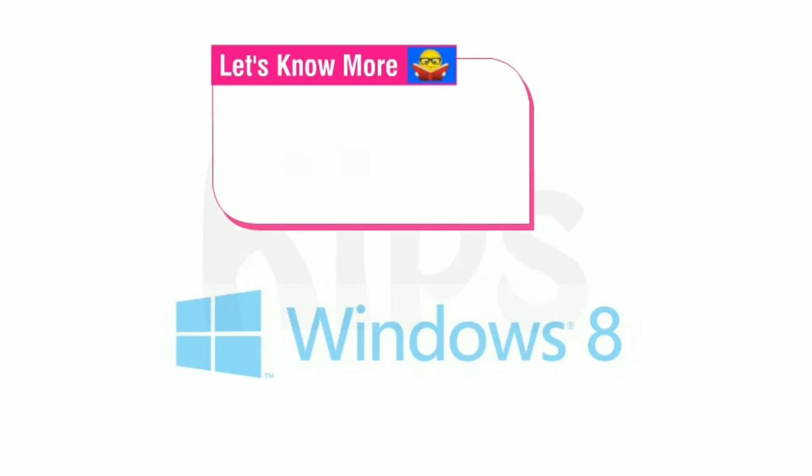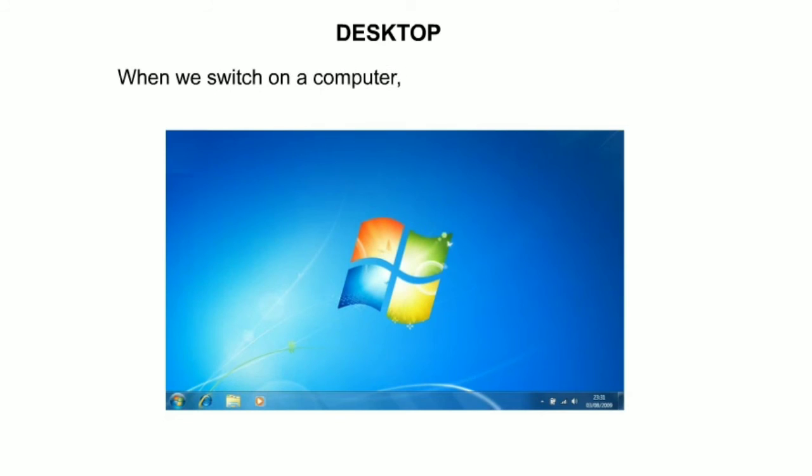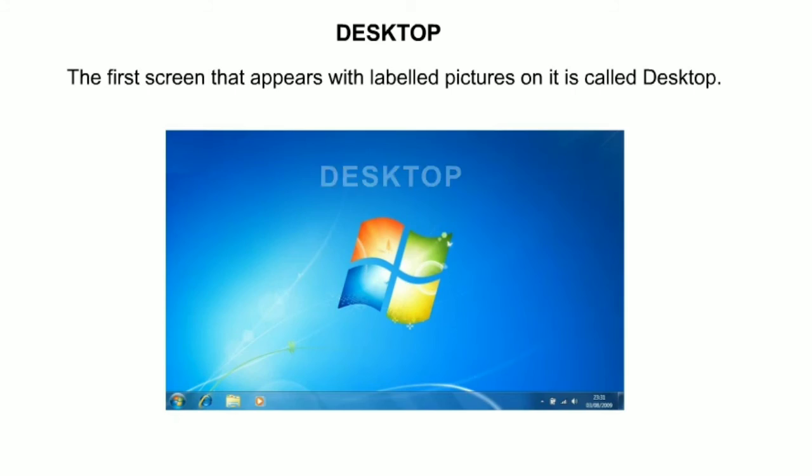Let's know more. Windows 8 is the latest version of Windows. First, let us talk about the desktop. When we switch on a computer, Windows starts automatically. The first screen that appears with labeled pictures on it is called desktop.